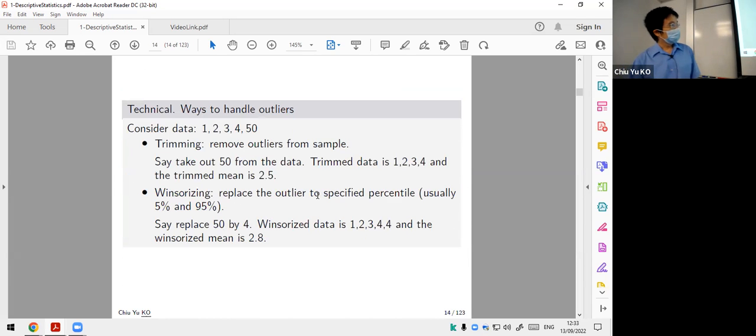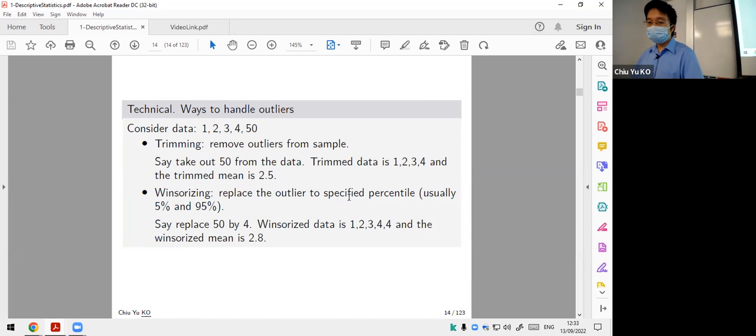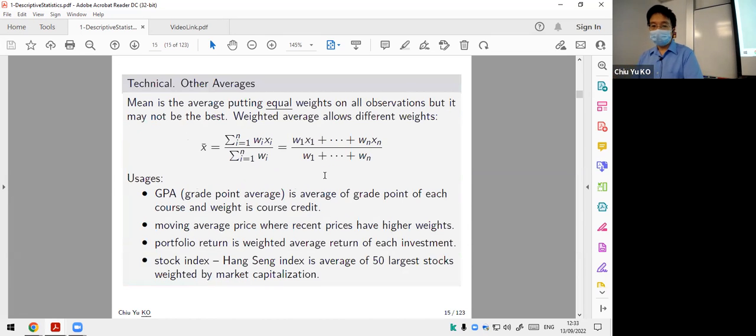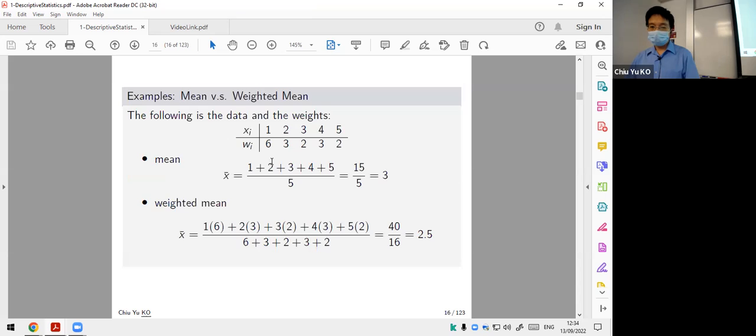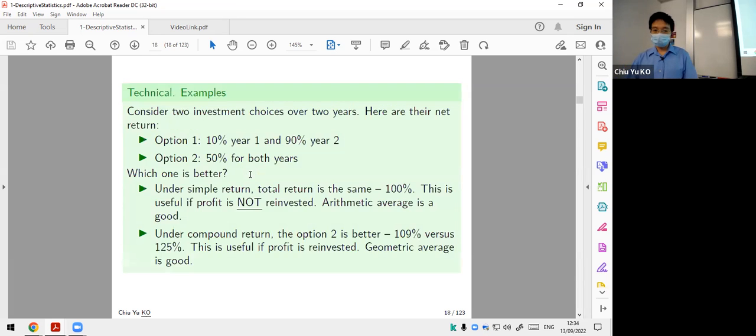One of the problems of having the mean is that an outlier would change the mean substantially, as we can see from the example here. There are 2 ways to deal with it, either trimming or winsorizing. They are related to the simple mean, as is the weighted mean, where you put different weights on different observations. And there are other types of mean, like the geometric mean and harmonic mean, that have different purposes and different usage.